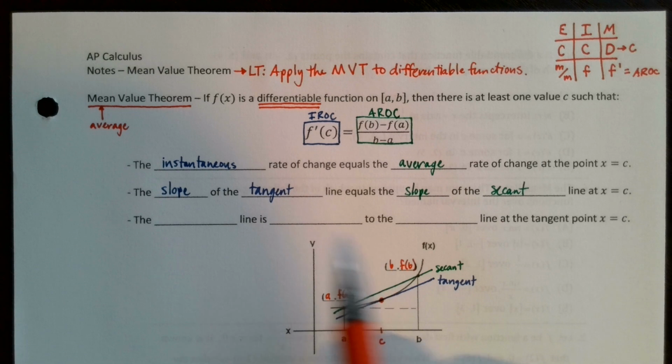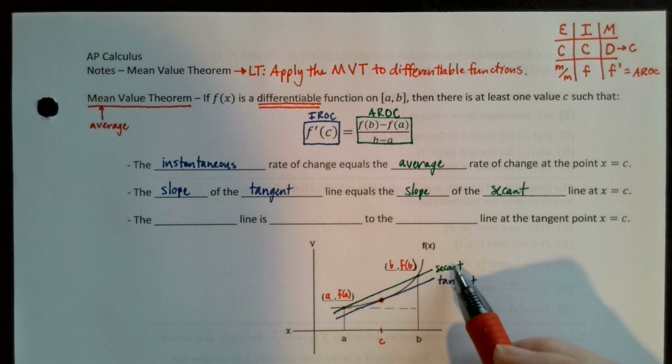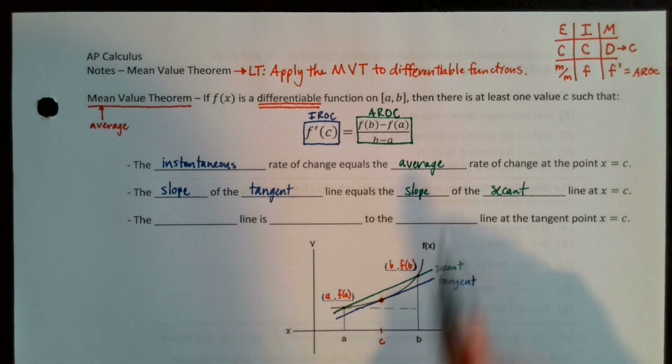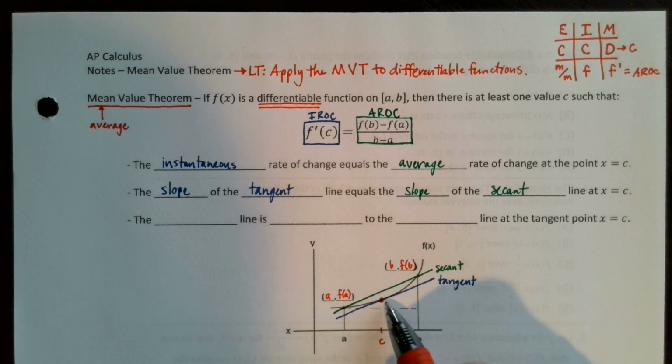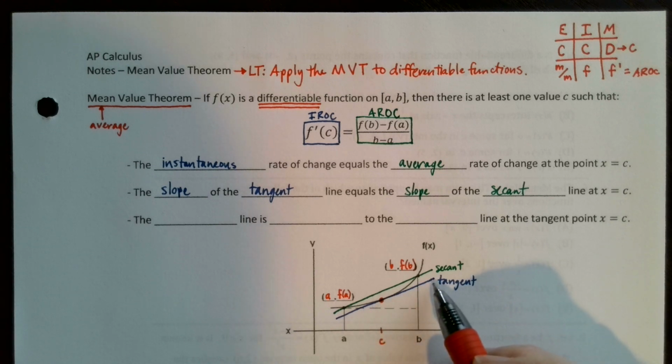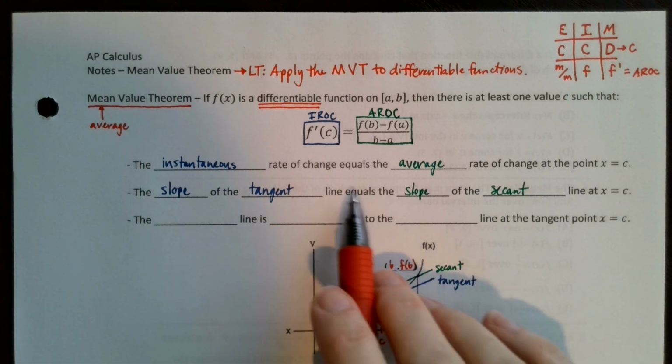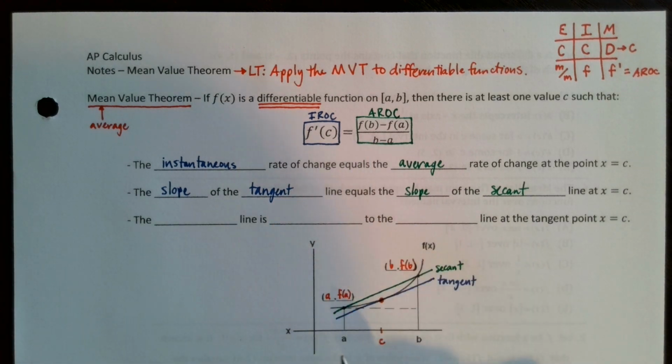I think it's really nice to look at this thought visually down here on this graph. If you'll label it with me, we have some points at A and B, so A, f of A, B, f of B. We draw a line through those two points, and that gives us the secant line, or the average rate of change. At some point C, between A and B, there's going to be a tangent line that is exactly parallel to the secant line because their slopes are equal. And what the mean value theorem does is help us find where that C value is that makes these two lines exactly parallel, or equal slope.